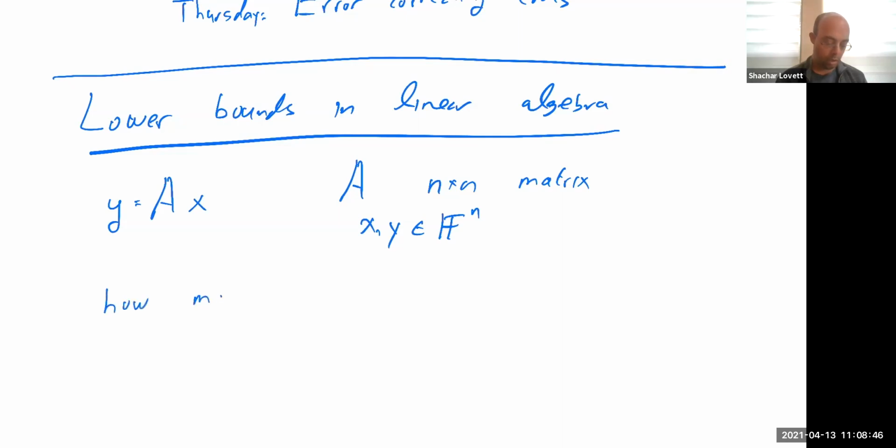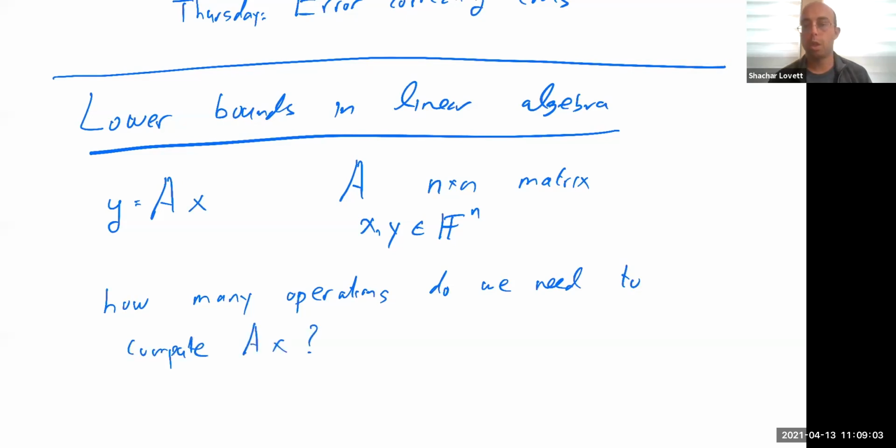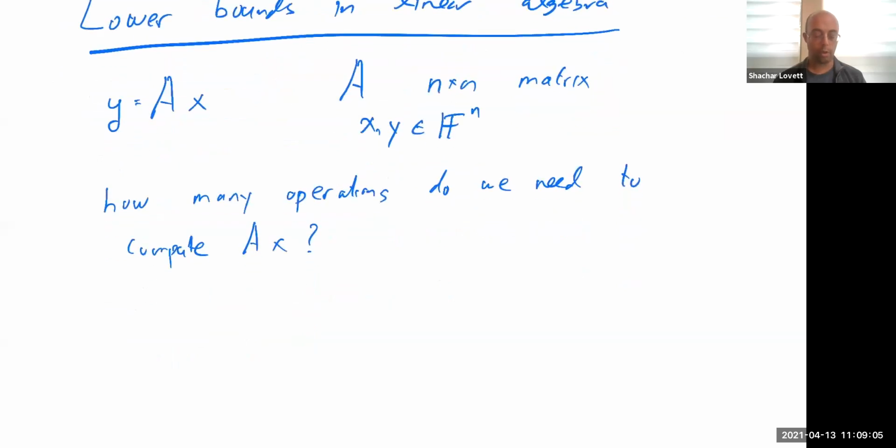how many operations do we need to compute Ax? So imagine A. What is the input here? Let's see, that's important. If I give you the input to be A, then just reading A will take you n squared time, because it's an n by n matrix.